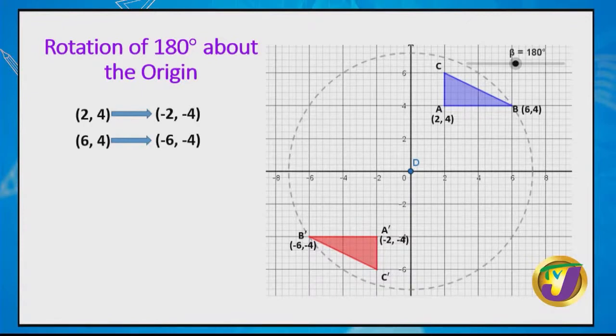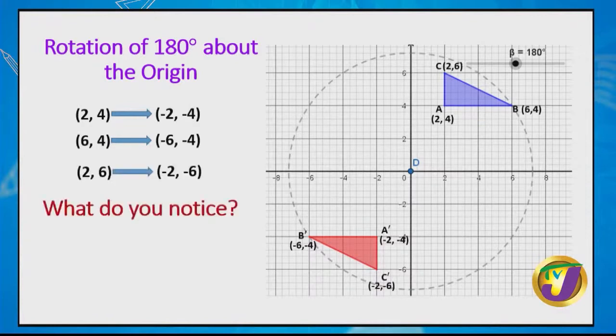It's easy. So tell me what you noticed. Well, I've noticed that it is the negative of the same x and y values. So the coordinates for the points of the image are the negative of those of the pre-image.